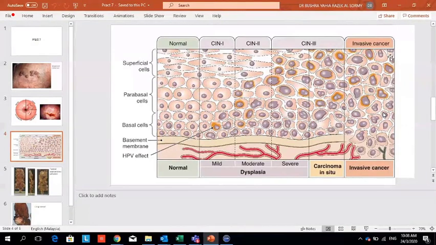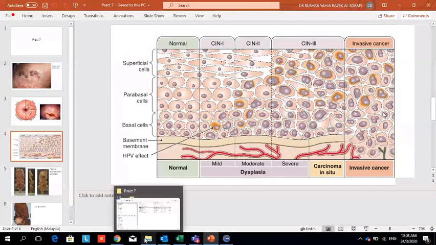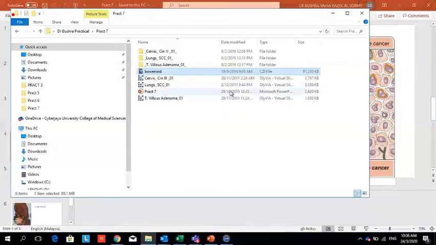The difference between invasive and carcinoma in situ is only the invasiveness. If you look at the cells, they are the same malignant cells: high NC ratio, hyperchromatic, polymorphic, mitosis, loss of maturation. The difference is only in the invasion. Okay, so let's see our case.